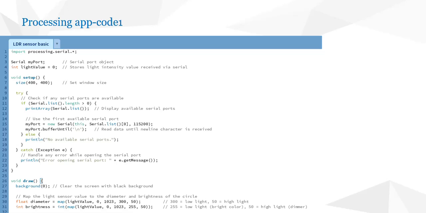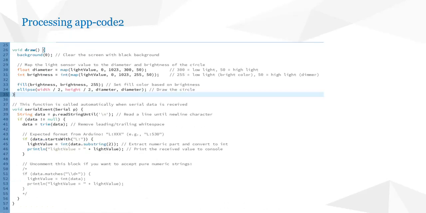Next I need to create my port object, and I will send three parameters. The first one is this object, the second one is the available port, and the third one is the baud rate. Next we will call bufferUntil. That will be the signal to read serial data until a new line character is read. We will need to use the try-catch mechanism to do this.